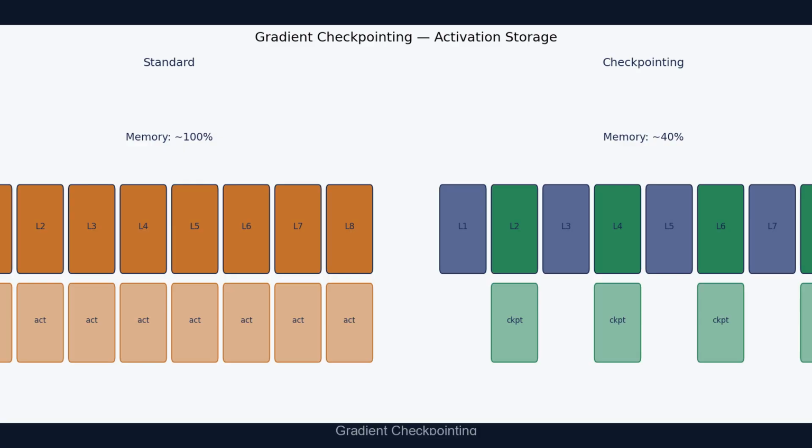This diagram makes the memory impact of gradient checkpointing concrete. On the left, standard training stores activations for every layer. L1 through L8 all hold their intermediate values simultaneously, pushing memory usage toward 100% of available VRAM. On the right, checkpointing stores only selected layers' activations, marked as saved, and recomputes the others during the backward pass.